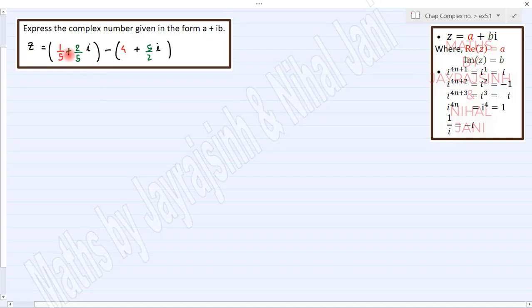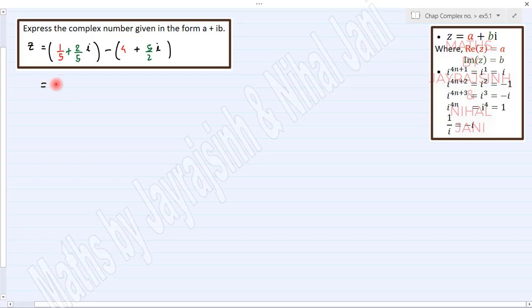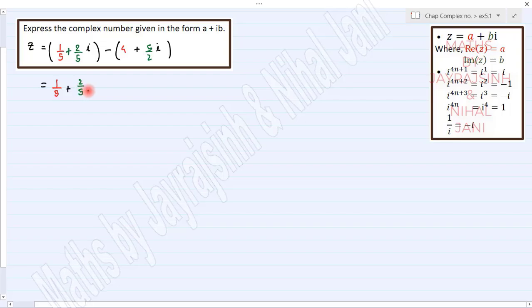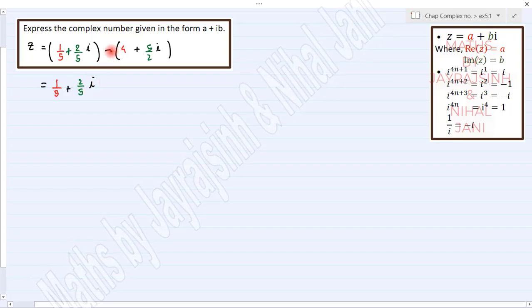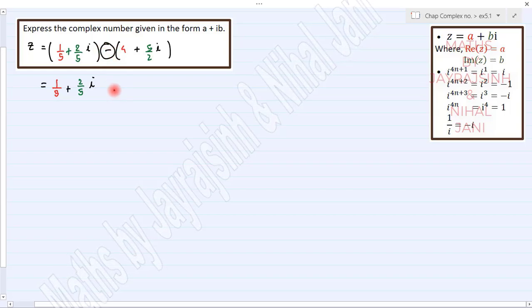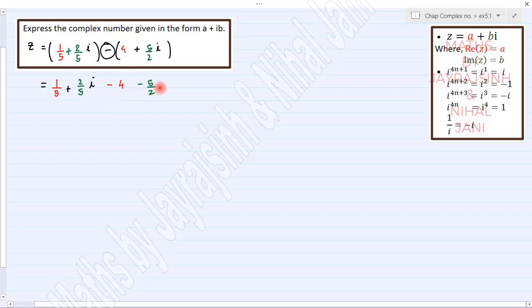Here we have to simplify the complex number in the standard form. So let's open the bracket. Your first two terms will remain as it is. Now in second bracket we have to change this sign due to this negative sign. So you'll get minus 4 and minus 5 by 2i.